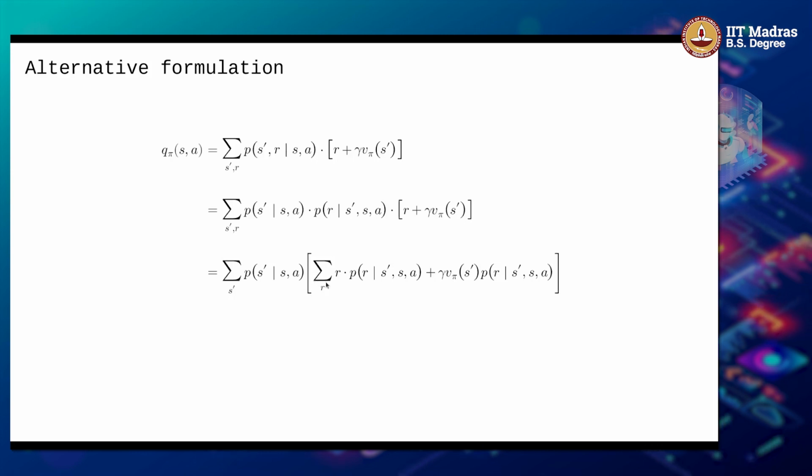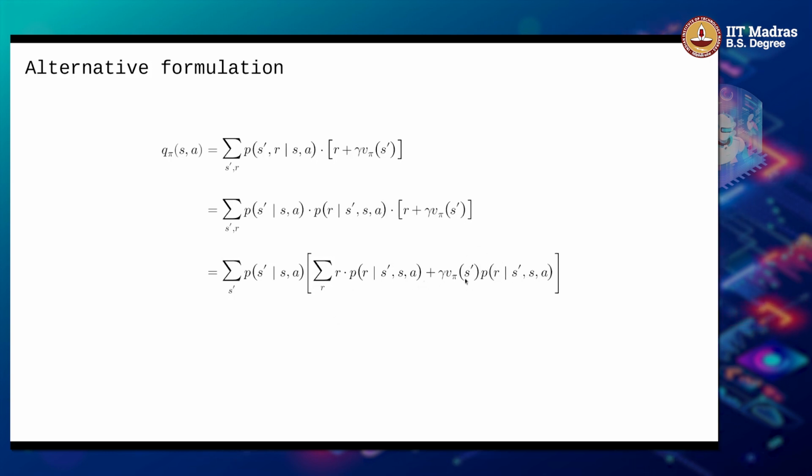And what we have here is summation over R into P of R given S prime S A. What is this? This is nothing but the expectation, which we denote as R of S A S prime because it's a function of the current state, action and next state, right? So this is the reward expectation R of S A S prime. What is this quantity here? Notice that this summation over R also holds good for this gamma V pi of S prime P of R given S prime S A, right?